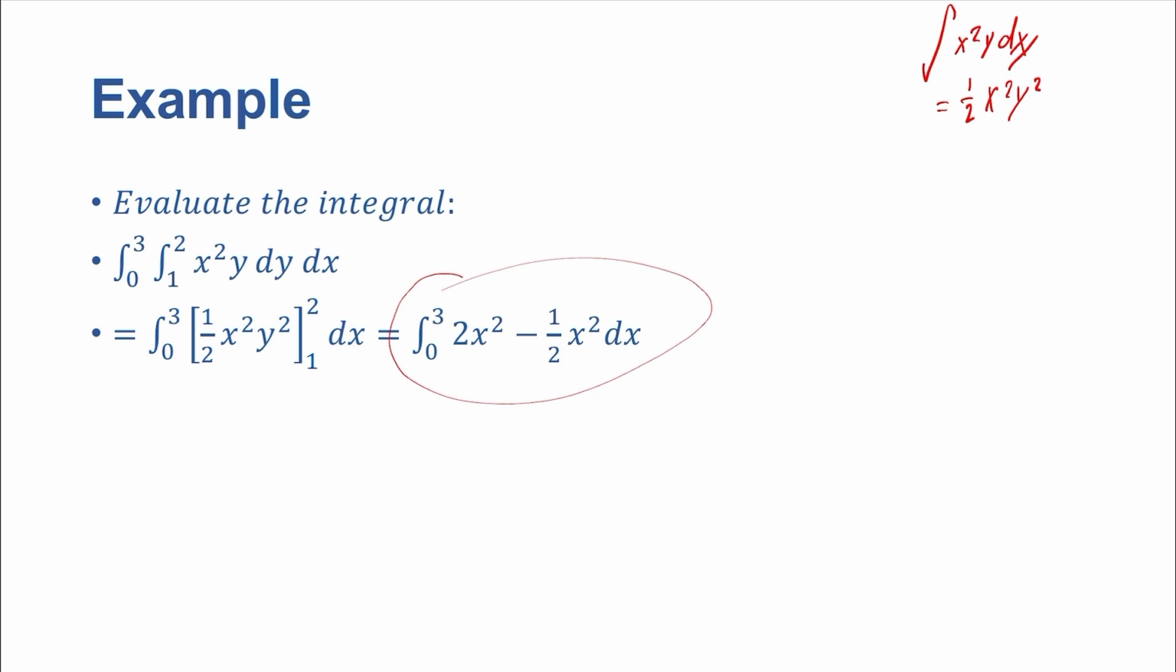Now we'll integrate this with respect to x because this is now just a single variable integral. So we can simplify. We get the integral between 0 and 3 of 3/2 x squared dx, which is equal to 1/2 x cubed evaluated between 0 and 3, which is equal to 27/2. Okay, so it's a little bit convoluted. I may have confused you a little bit, but I'm hoping that the example cleared things up.